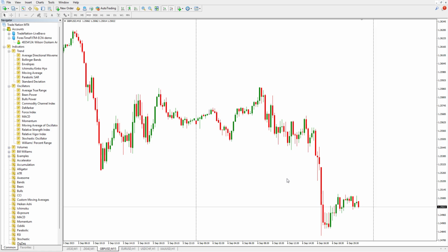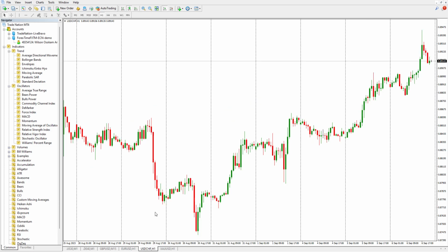So first thing we're going to learn, like I earlier said, is the types of orders. So we have basically two types of orders. We have instant execution and we have pending orders. All right, so I'm going to explain it.